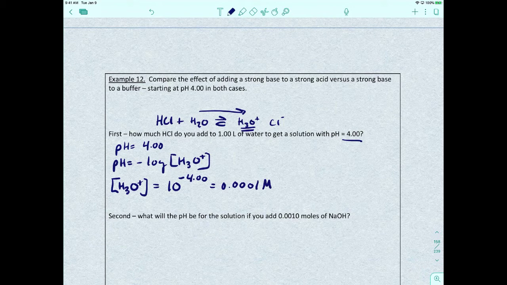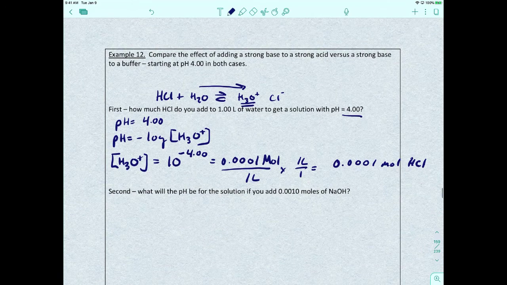All right. So how much HCl do you need to add to 1 liter of water? Well, if this is your concentration, and remember molarity is 1 mole per liter, if we multiply this by 1 liter, we're going to add 0.0001 moles of HCl. All right, so that's how much acid we need to add.